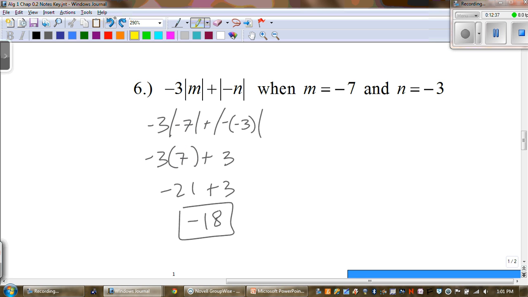Okay. And now right here we have 2 negatives. The 2 negatives make it positive because it's the opposite of -3. Well, the opposite of -3 is 3. But what's the absolute value of 3? 3. That's where we get those two numbers. We multiply. -3 times 7 gives us -21. Okay. And then all you do then is -21 plus 3, and that gives us a grand total of -18.